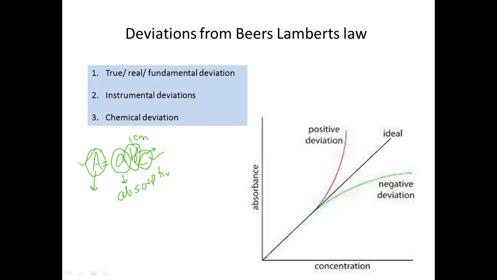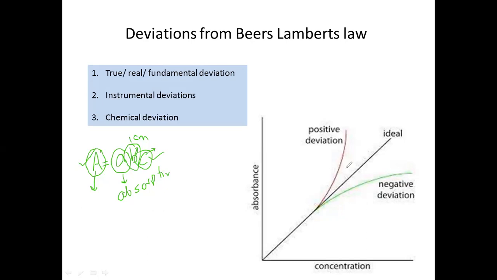This can be seen from this graph, wherein we plot absorbance versus concentration, and this is the ideal behavior. If you go on increasing the concentration of analyte, there will be a proportionate increase in the absorbance value. So this is an ideal scenario.